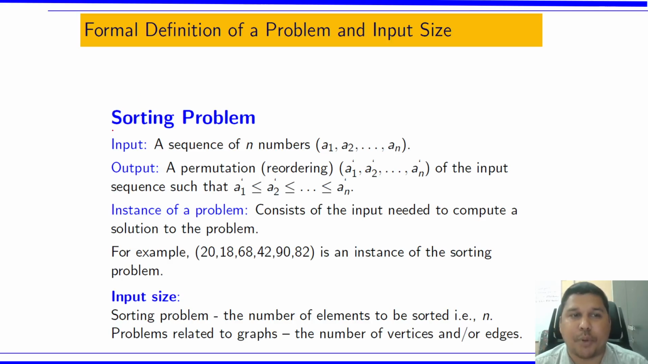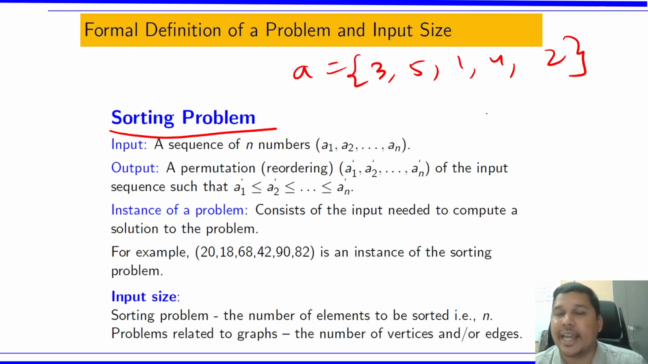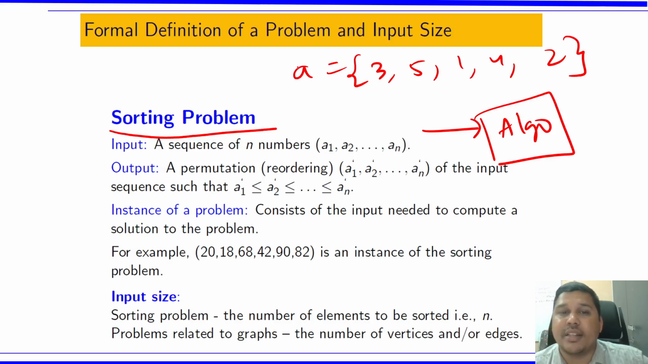Take the example of the sorting problem. What is this sorting problem? You are given a set of elements, array elements, like this: 3 5 1 4 2. The goal here is that you have to convert this array A in such a way that the elements are either increasing or decreasing. So you will write an algorithm, you will write a program. What is your input? Your input is an array A which is unsorted.